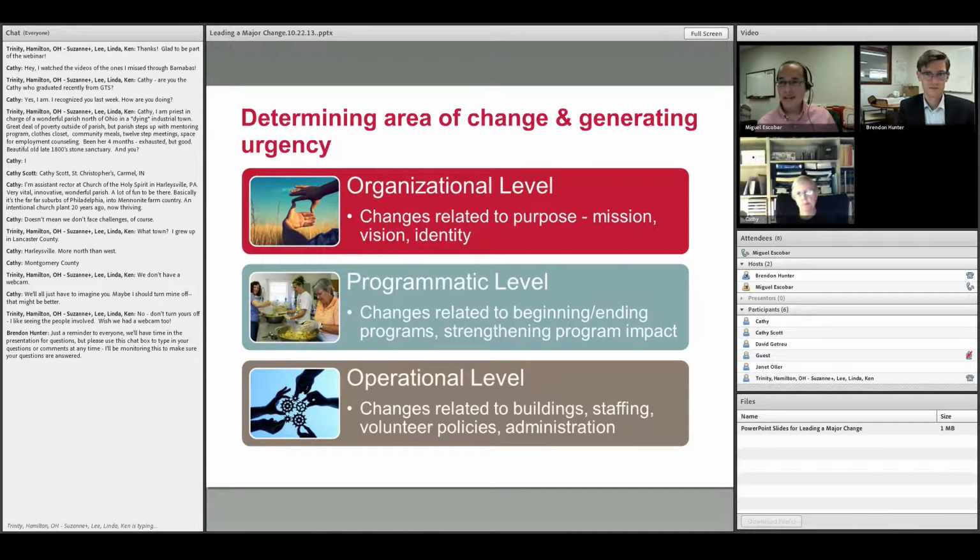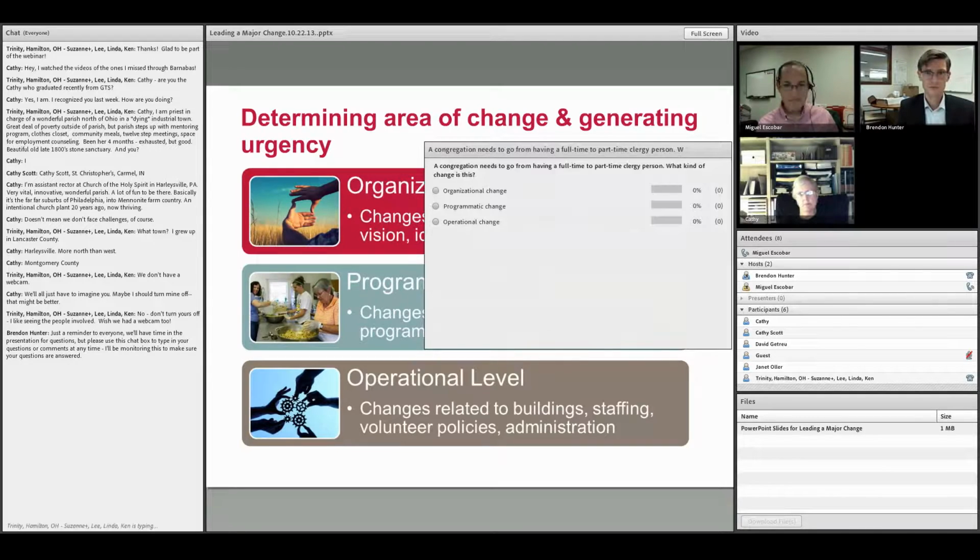Brendan, I'm wondering if you can bring up the first question. This is a change that's happening in many congregations. Congregations are facing the difficult reality of needing to go from a full-time to a part-time clergy person. And I ask you, what kind of change is this?